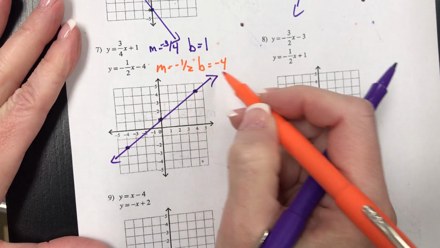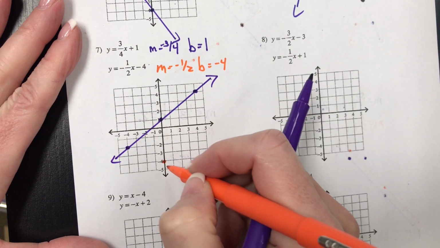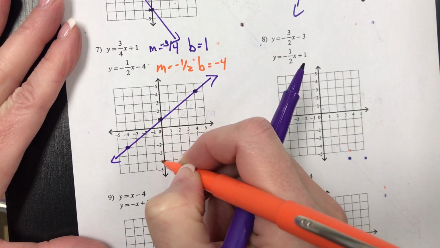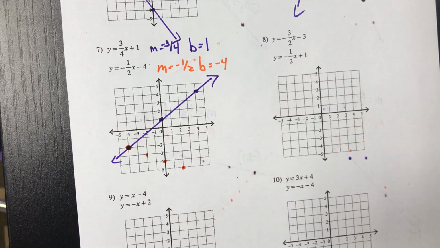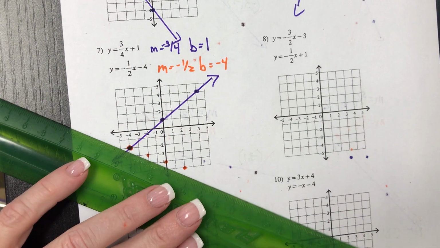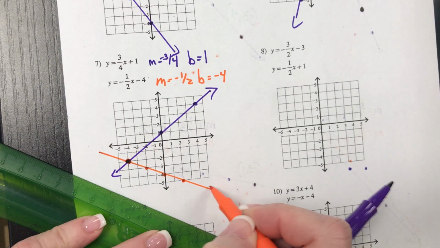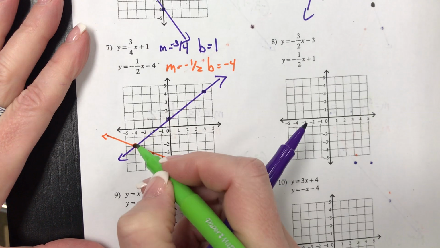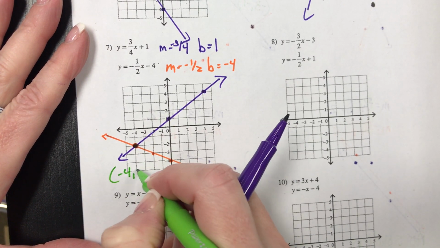M is -1/2 and B is -4, so mark the -4. M is -1/2, so we go down 1 and over 2, not going to hit the line in that direction, so up 1 over 2, up 1 over 2. There it is. All right, and our answer is this point, so -4, -2.